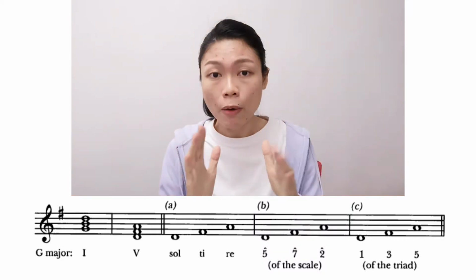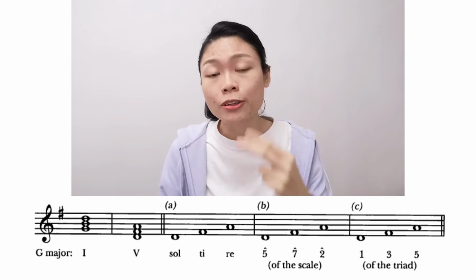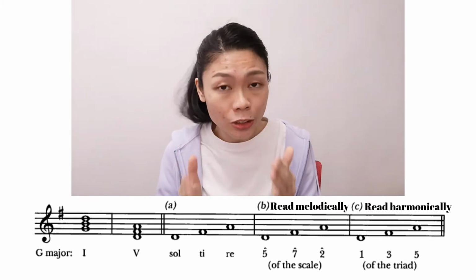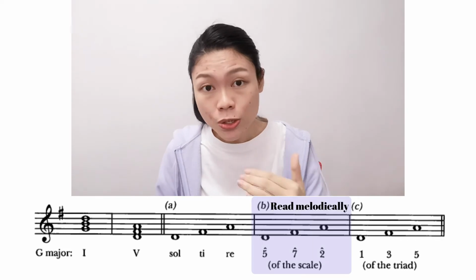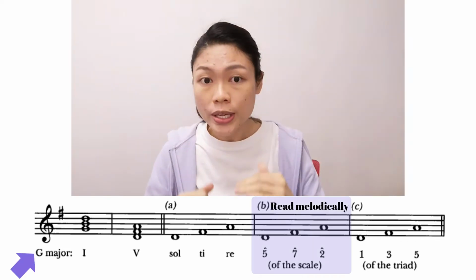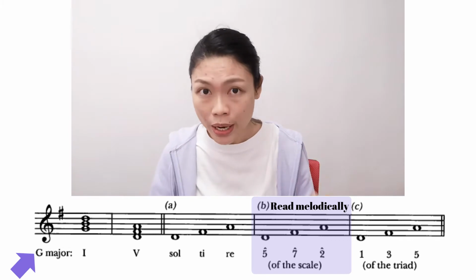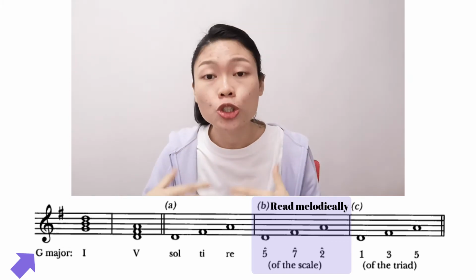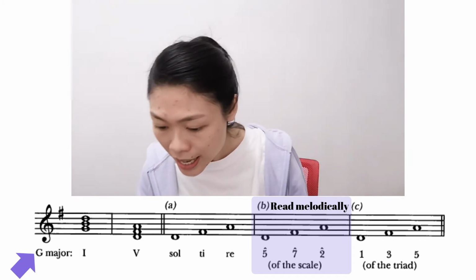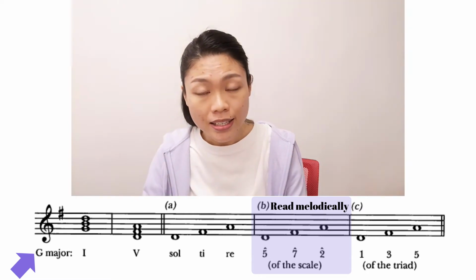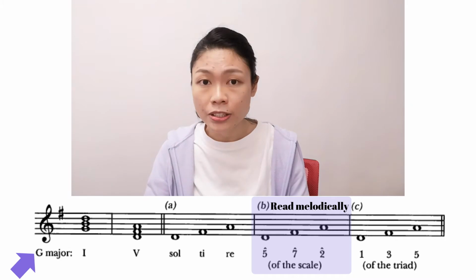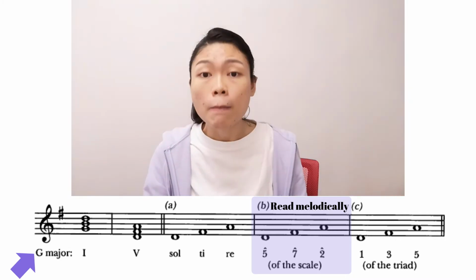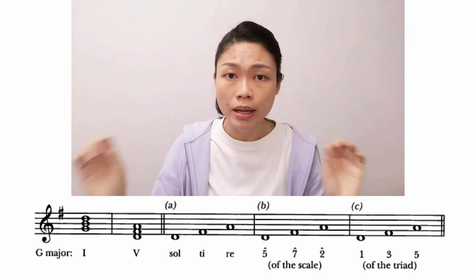Okay, that's something that I want to explain to you. There are 2 ways to look at the dominant chord. First, you can read it based on the key. So, if we are in the G major key, our dominant triad will be D, F sharp, A, which are our 5th, 7th, and 2nd degree of our scale. Now we are just looking at a simple melody line.